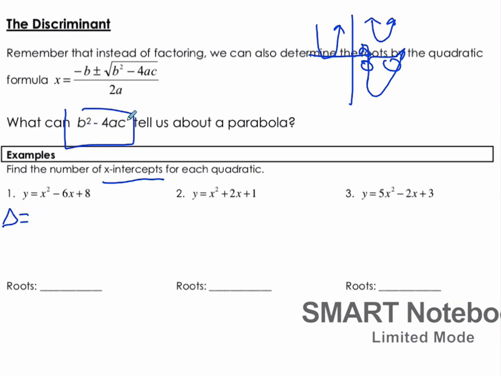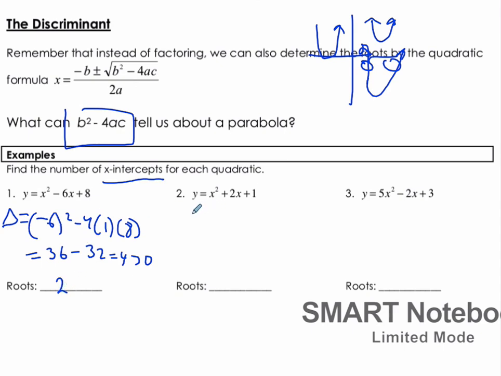So let's calculate the discriminant. It's b squared minus 4ac. In this case, it's negative 6 squared minus 4ac, which is 36 minus 32. That is positive. It's greater than 0. Therefore, we have 2 roots, right? So we're not actually calculating the roots. We're just saying that there are 2 roots.